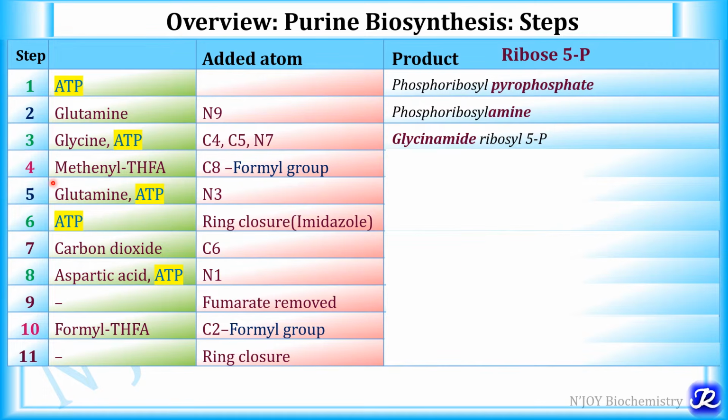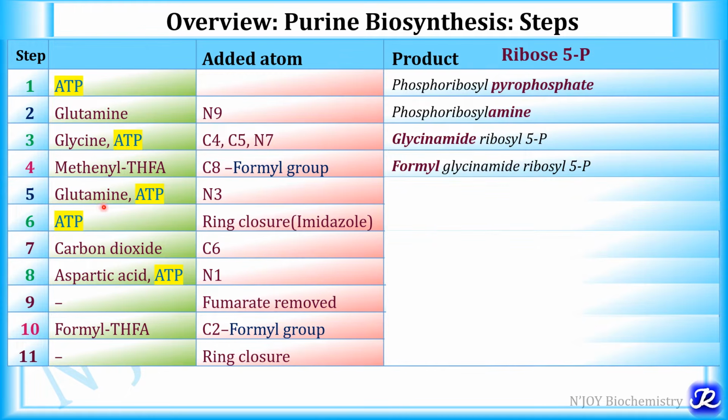Now in the fourth step, methenyl tetrahydrofolic acid is involved and this is responsible for the contribution of the carbon present at number 8. This is the one carbon donor, the donor of the formyl group. So the product name will include the word formyl. In the fourth step, the product formed is formyl glycinamide ribosyl 5-phosphate. It is the same as the third, only the word formyl is attached.